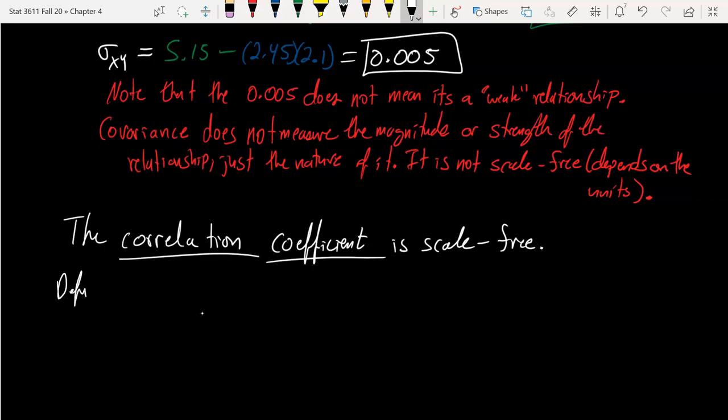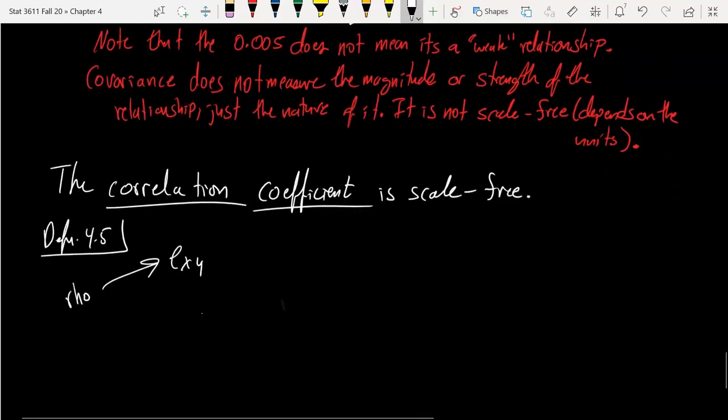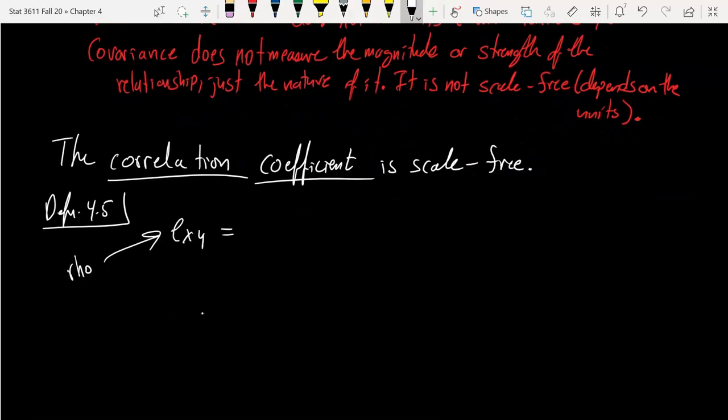So let's go ahead and define the correlation coefficient. This is definition 4.5 in our e-text. We have rho of xy. That is the Greek letter rho, R-H-O. I don't know if we've seen that yet in this class. Rho of xy is equal to the covariance of x and y divided by the standard deviation of x times the standard deviation of y.